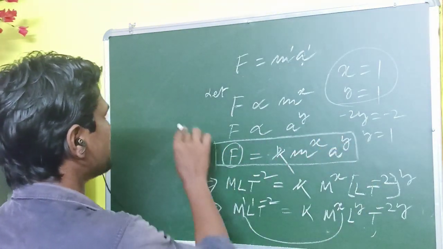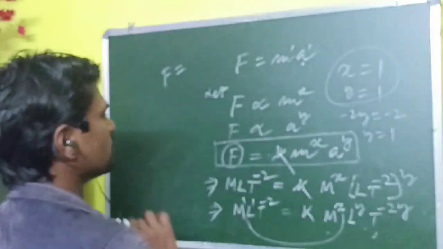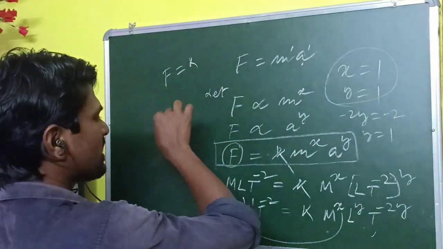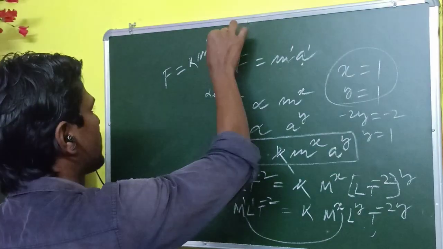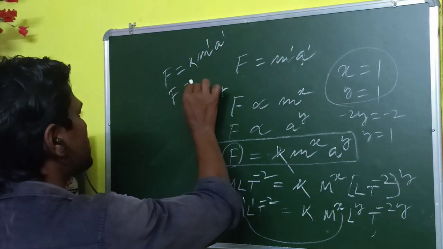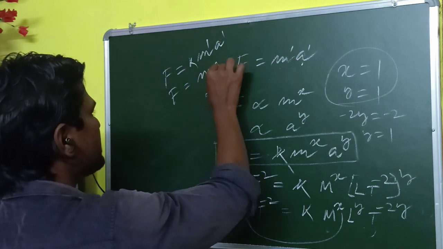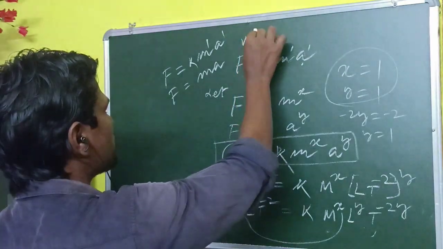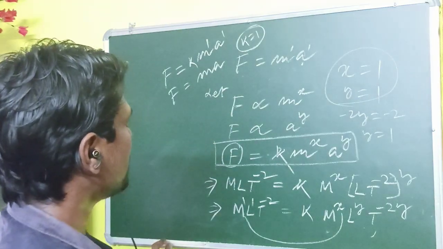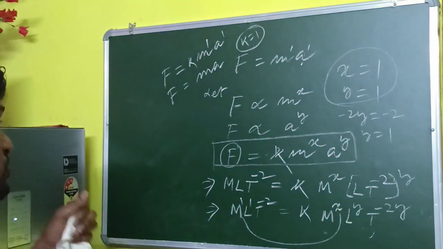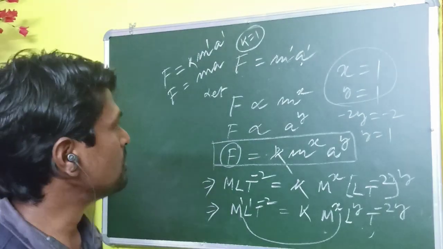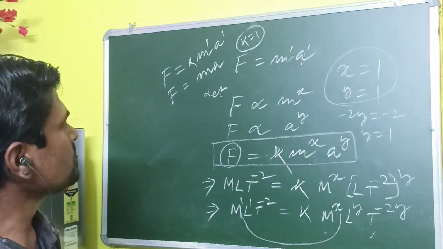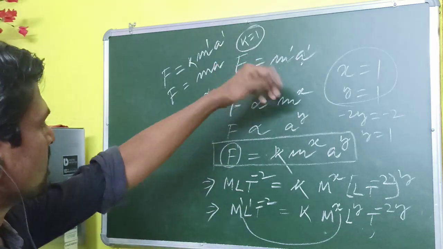So the equation will be F equal to k, m to the power of 1 and a to the power of 1. So the final equation is ma. You can write ma if you take k equal to 1, and for that particular case, k equal to 1, you have to take 1, not 2. I discussed this also in the later classes.